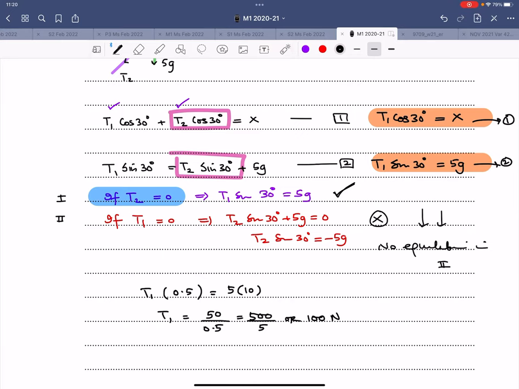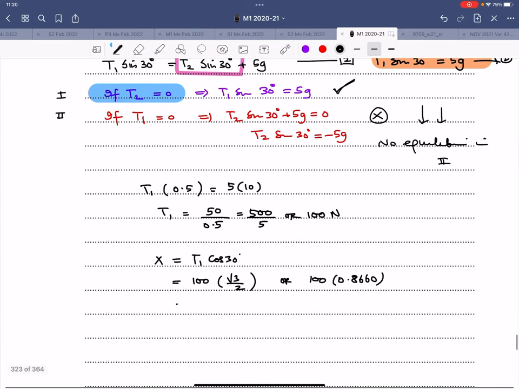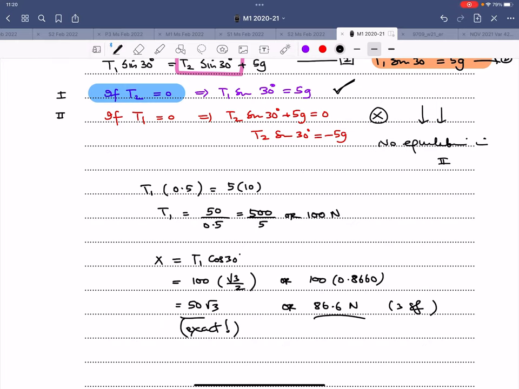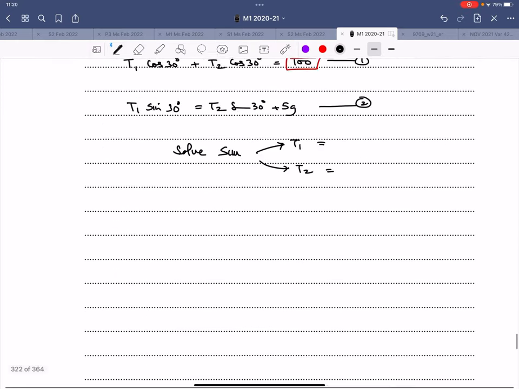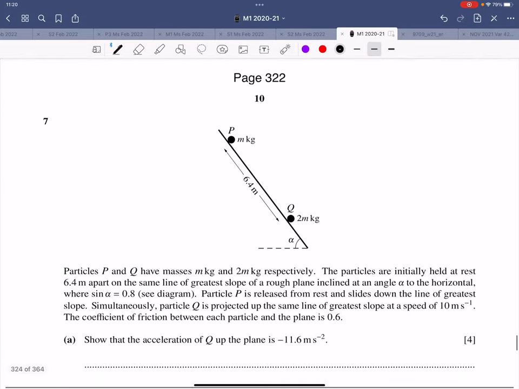They're asking for X. Therefore, X is T1 cosine 30. That is 100 multiplied by root 3 over 2, or 100 multiplied by 0.8660. So this comes out to be 50 root 3 or its equivalent, that is 86.6 Newton. This is rounded off to 3 significant figures. This is exact, whichever one you feel like giving to the examiner. So this is question number 6. That's done. Now we are coming to question number 7.